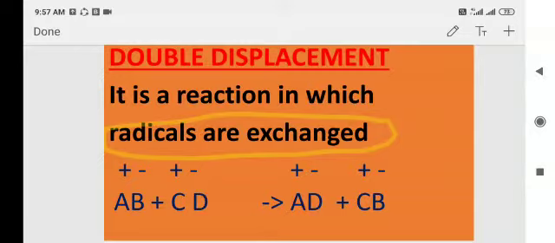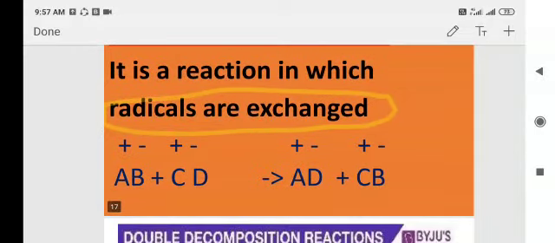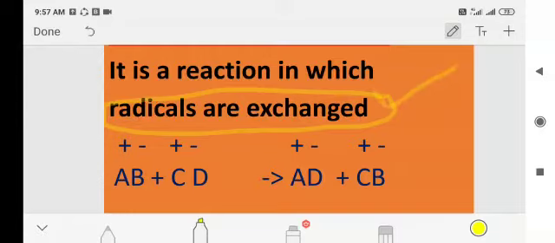Today, let us discuss a double displacement reaction. Definition is on the screen. It is a reaction in which radicals are exchanged or interchanged. This is the main point you have to remember from the examination point of view.